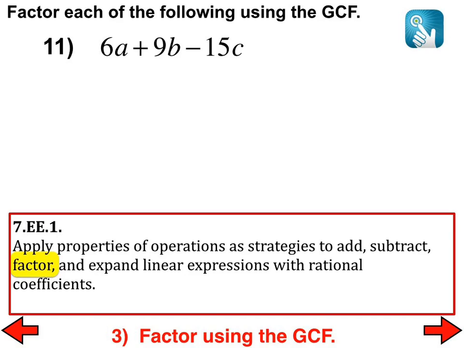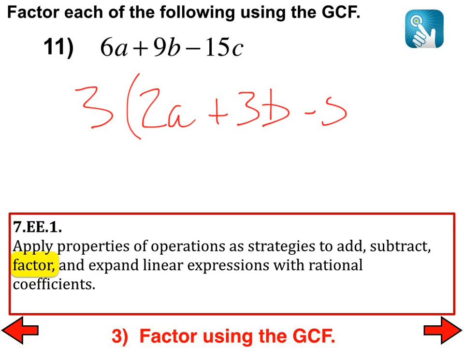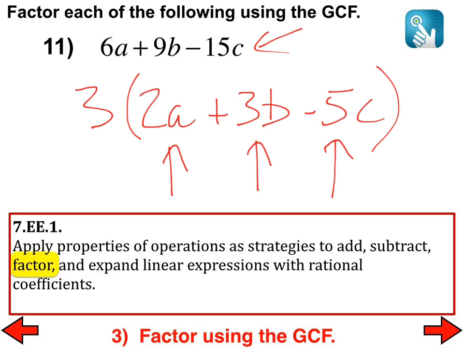So the GCF between all 3 of these things is 3. So it's 3 times the quantity of 2A plus 3B minus 5C. And remember, I've talked about the fact that you should take a quick look and make sure that these things have nothing in common, and they don't. And then you should mentally, in your head, multiply it out using the distributive property just to make sure that it ends up being this, and it is in this case.